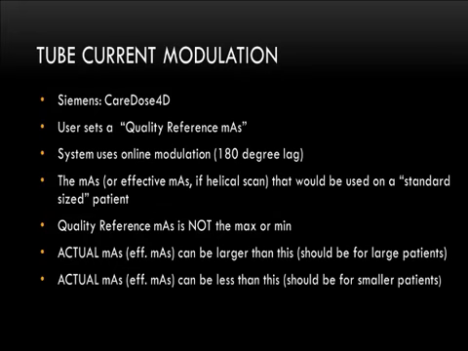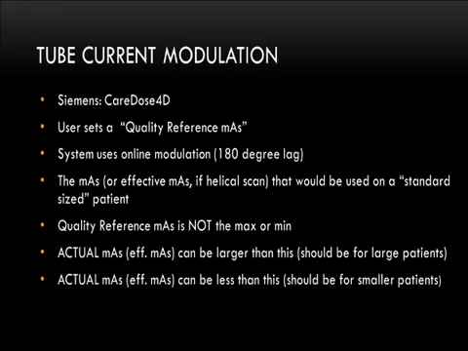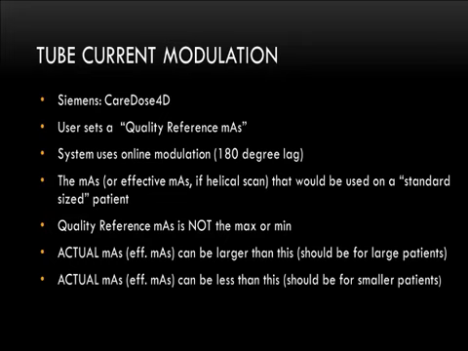So the MAS or effective MAS that would be used on a standard size patient, that's what the quality reference MAS is. What MAS or effective MAS would you use on a standard size patient? That's the value that you're being asked for, the quality reference MAS. And then it'll modulate from there. The quality reference MAS is not, I repeat, is not the maximum nor the minimum in this case, okay? So if you think you're putting 250 in there and saying don't go above that on a Siemens system, that's not correct. That's not what it's meant to do.